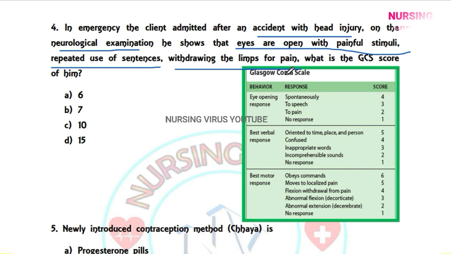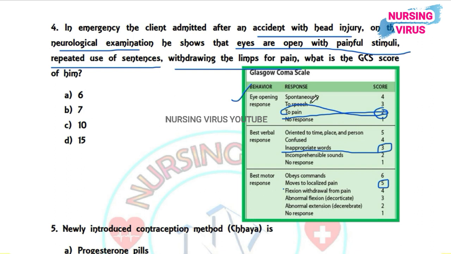For eye opening, E, the patient responds to a painful stimulus, so that is a score of 2. For the verbal response, the person uses inappropriate words, so the score is 3. For the motor response, the person moves to localize pain, so the score 5 will go. So altogether 2 plus 3 plus 5, totally 10 will be the GCS score based on this scenario.